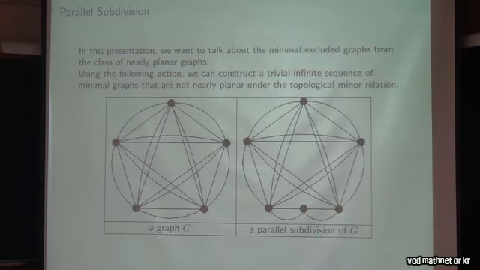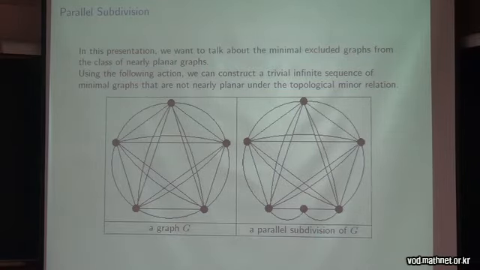So if you delete any edge, then I will delete the other edge. The other edge means the other parallel edge. Then it becomes a planar graph. So it's minimally non-nearly planar graphs under the topological minor. But the sad thing is, we can build an infinite sequence of parallel, minimally non-nearly planar graphs using parallel subdivision. So I want to omit this parallel subdivision.